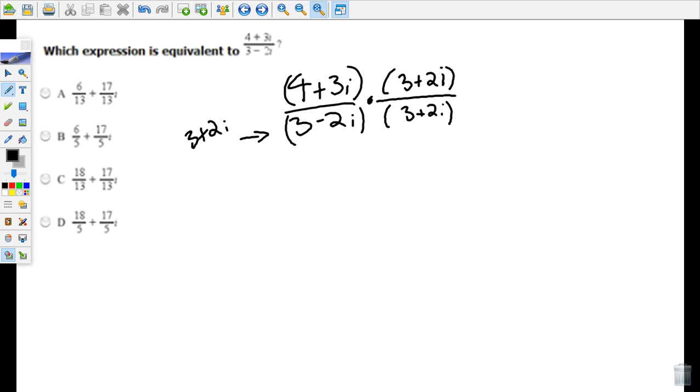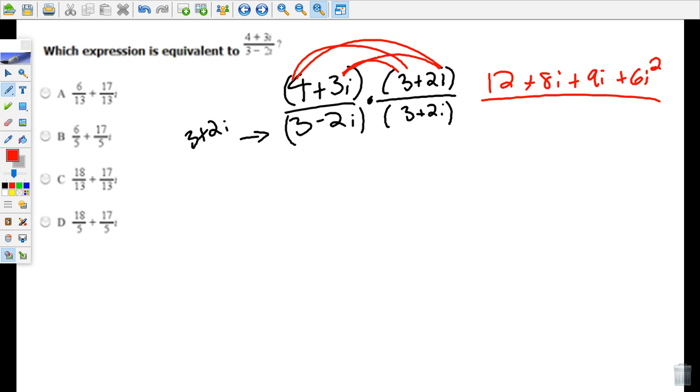So let's FOIL the top. We'll have the 4 times 3, which is going to make 12. The 4 times 2i, which is going to make 8i. The 3i times 3, which would be 9i. And then the 3i times 2i to make 6i squared. Don't forget about the i squared.